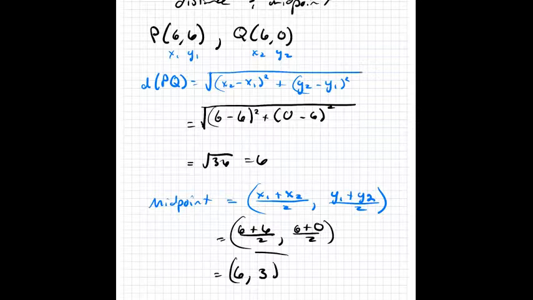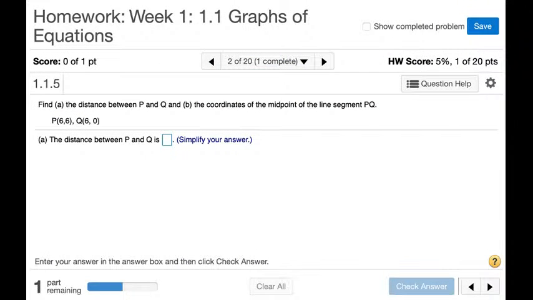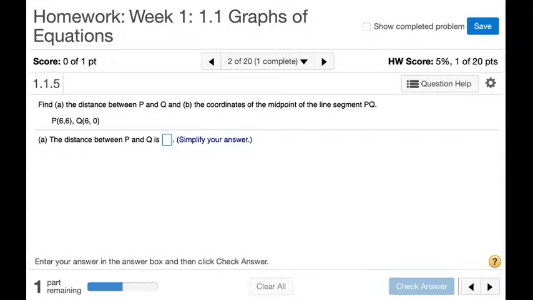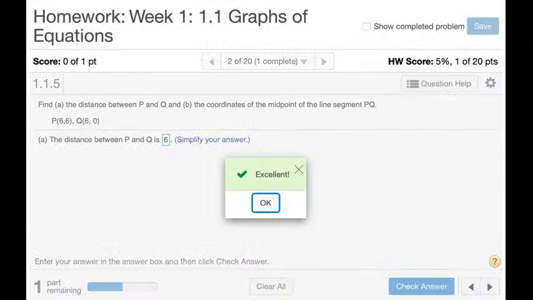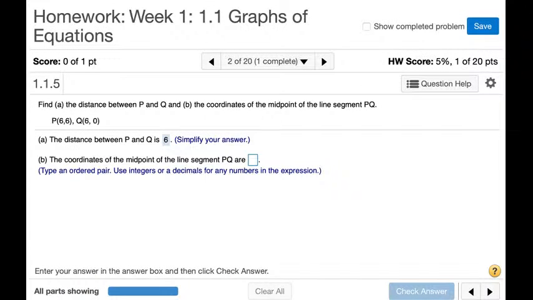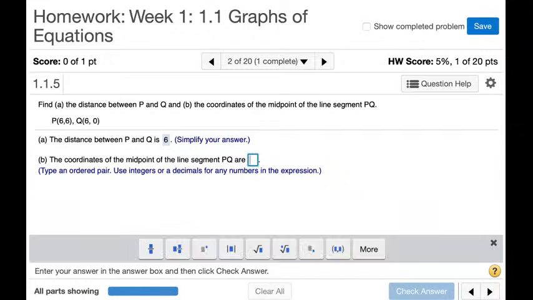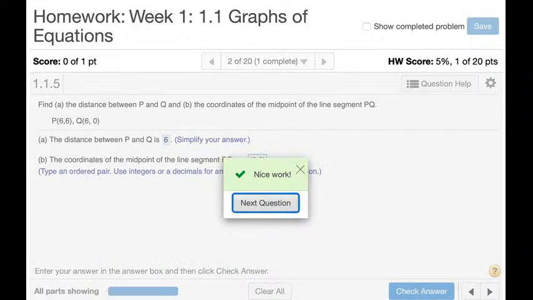Okay, let's test these results. We got 6 and 6 comma 3. So let's hop here. Did that change? So the distance between P and Q, we got 6. And the coordinates of the midpoint, 6 comma 3. Okay. Let's see what we have in the waiting room.